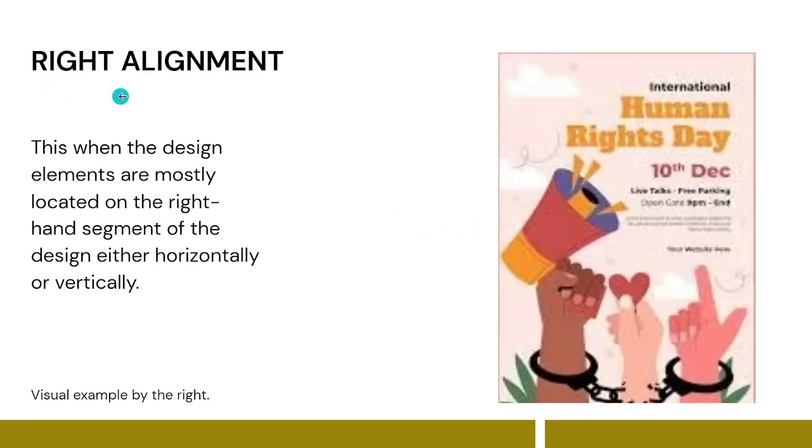And we also have an example of right alignment. This is when the design elements are mostly located on the right-hand segment of the design, either horizontally or vertically. As we can see here, though it's not really that clear, the International Human Rights Day text and the other text in this design are mostly placed on the right side. So this is an example of right alignment being used in design.